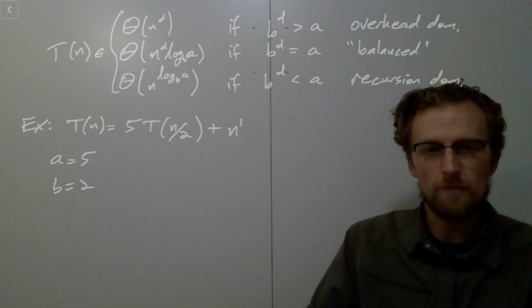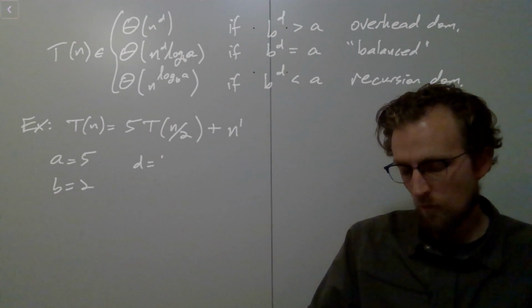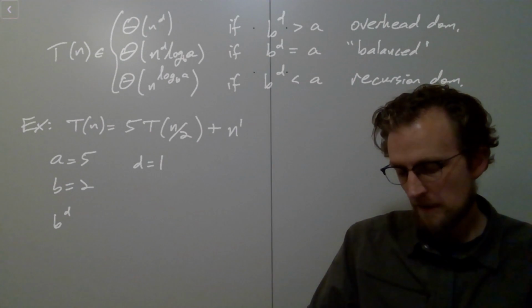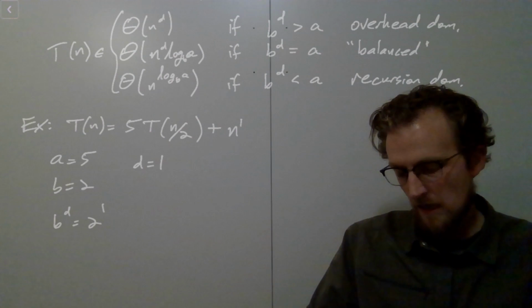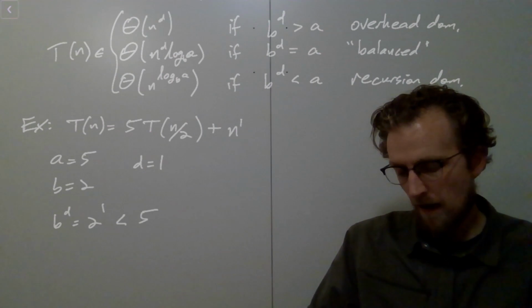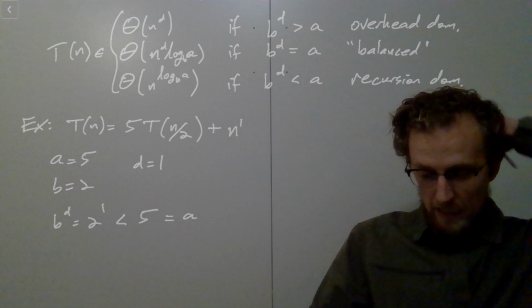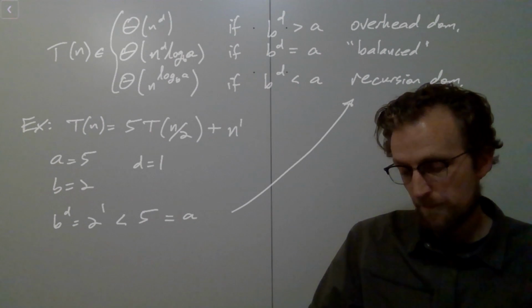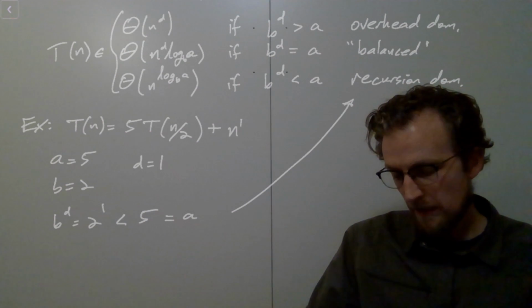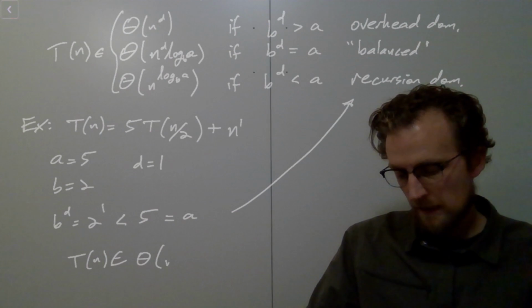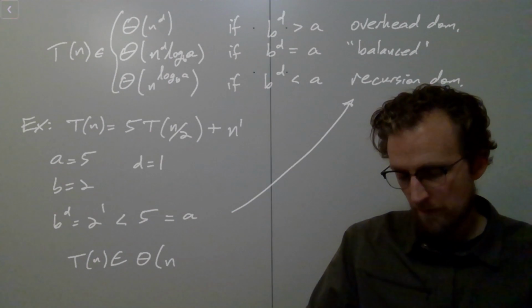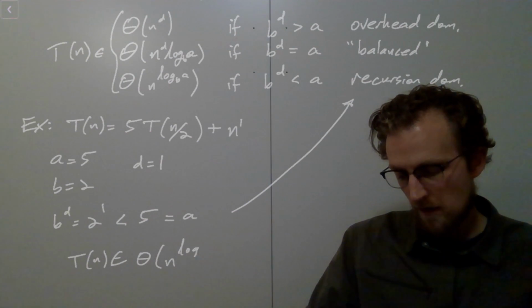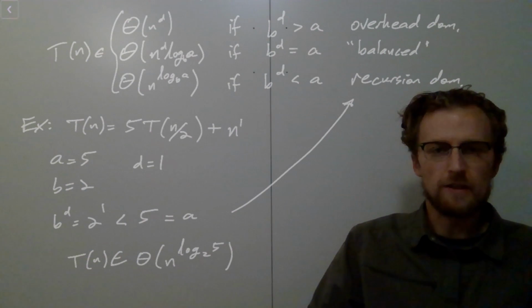The overhead term is n to the power of 1. So d is 1. So b to the d is 2 to the power of 1, and that's less than 5, which is a. So b to the d is less than a, and so we are recursion dominant, right? We're in this case here. If we're recursion dominant, then T(n) is big theta of n to the log base b of a. So n to the log base 2 of 5, whatever that is, something slightly more than 2.